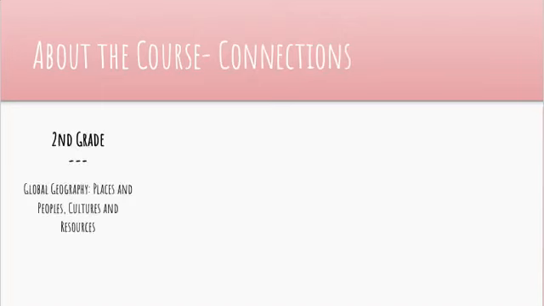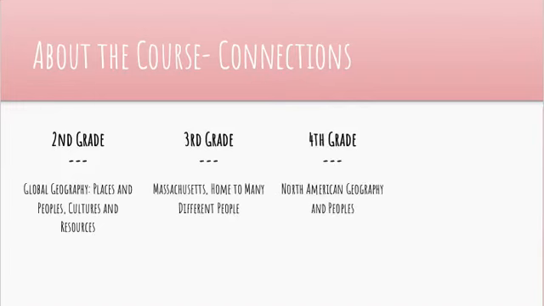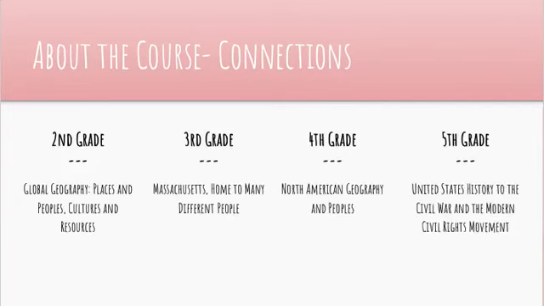So there are some connections between this course and what students are going to be learning in the previous grade, as well as what they're going to be learning in the coming grades. In the second grade, the curriculum covers global geography and places, peoples, cultures, and resources. In the third grade, they learn all about Massachusetts. In the fourth grade, they learn about North American geography and people, including indigenous peoples. And the fifth grade goes into United States history and the Civil War and Civil Rights movement.